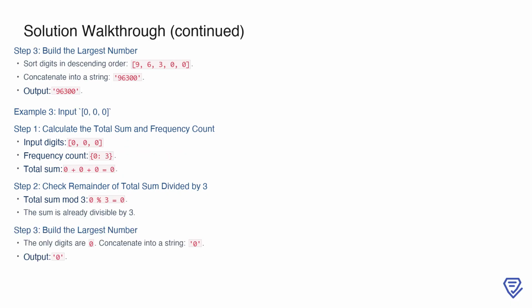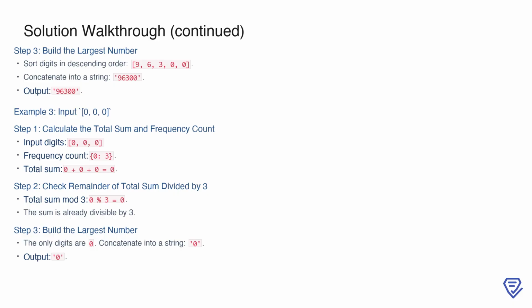In this case, where the sum is already divisible by 3, we can directly focus on building the largest number. The digits 3, 6, 9, 0, 0 are sorted in descending order to become 9, 6, 3, 0, 0. Concatenating these digits results in the output 96300.